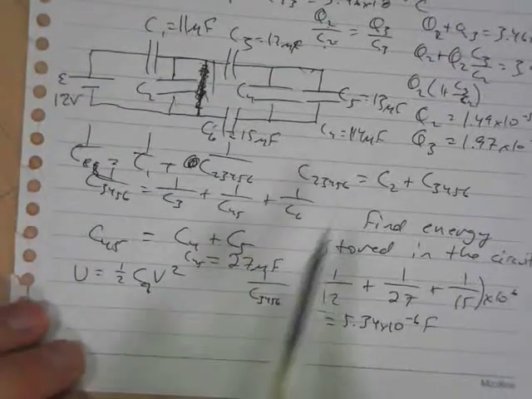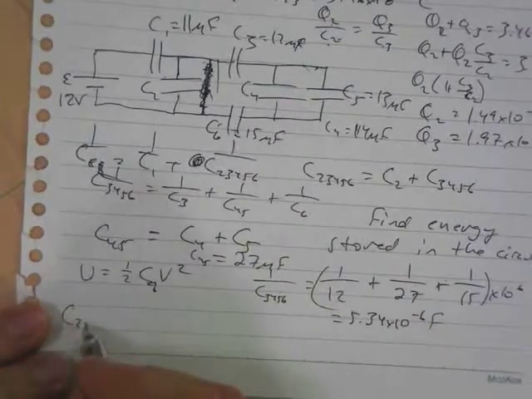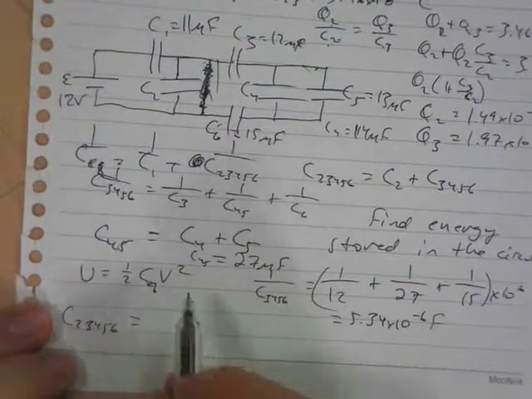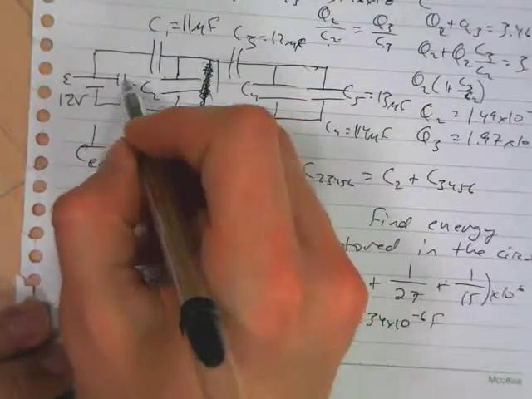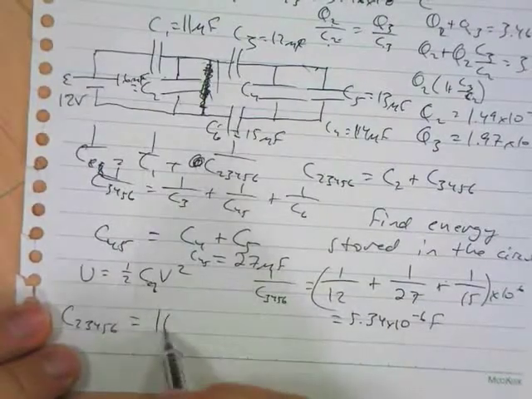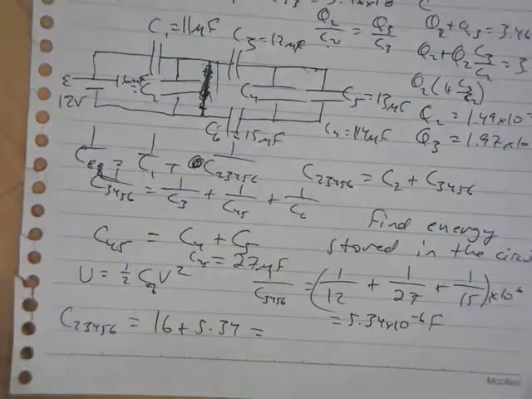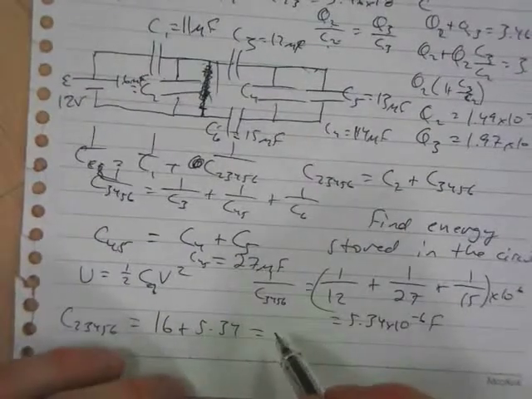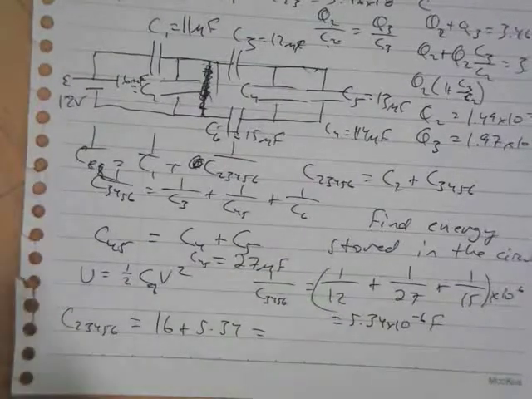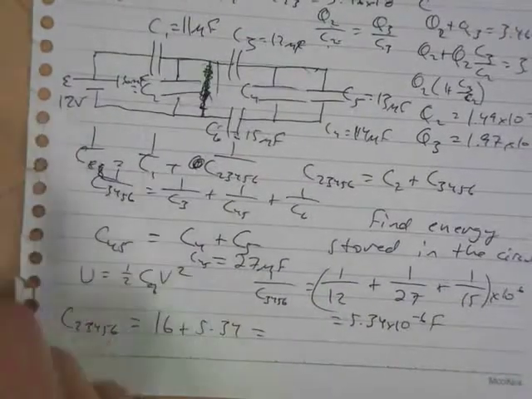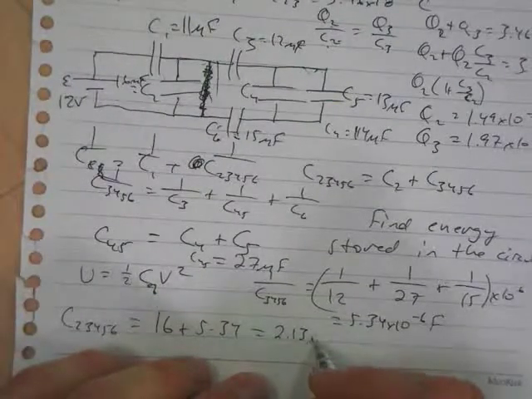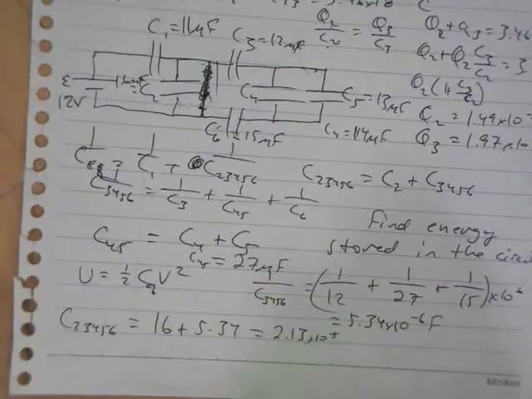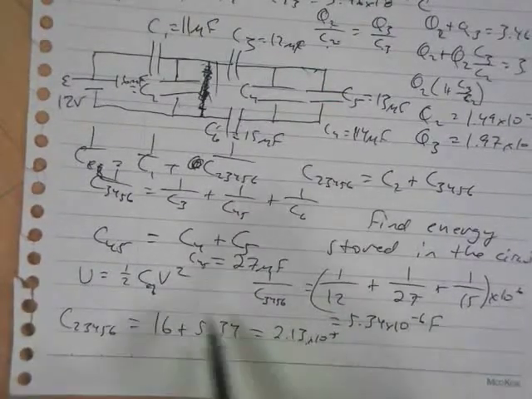Then we can see that C2345 is C2, which I did not label. We'll call it 16 microfarads. Is 16 plus 5.34, which is what? Oh, shoot. I added 16 and not 16 times 10 to the minus 6, which is 2.13 times 10 to the minus 5th, actually. So that's 21 microfarads now.